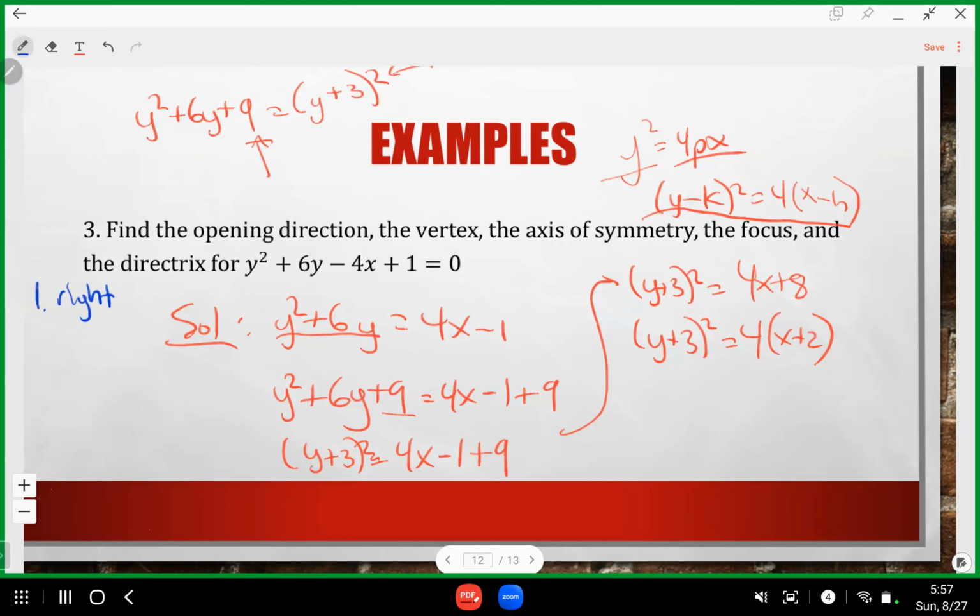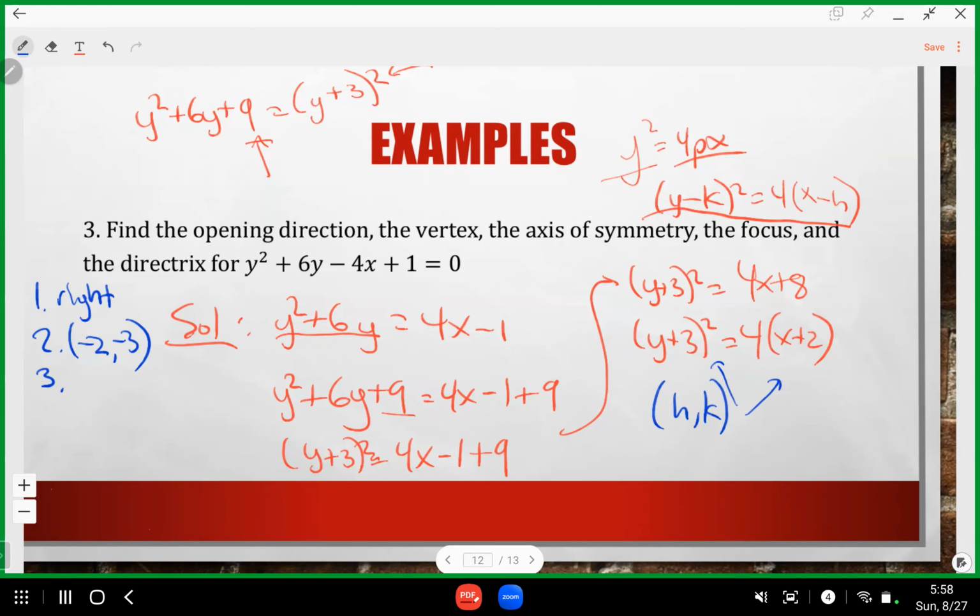So what is the vertex? If the vertex is (h, k), what is the vertex here? Vertex is (2, 3). Are you sure? Oh, no, it's (-2, -3). And the axis of symmetry, don't worry about it. We don't really need that. The focus is important.